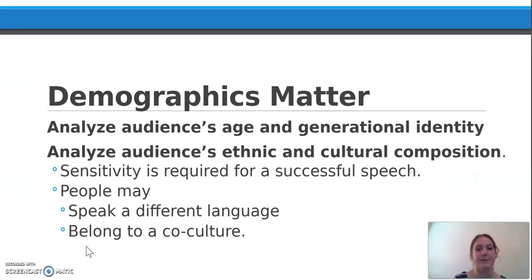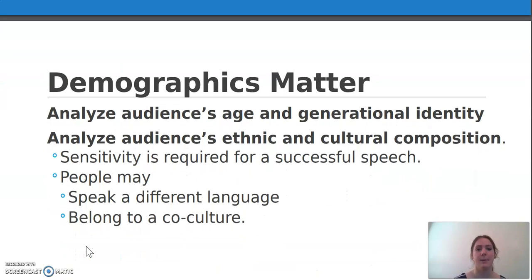Another thing too is who your audience is matters. Demographics do matter. Age and generational identity. So if you're talking to your grandparents or a nursing home, you're going to speak a little bit differently than you will for a bunch of Texas Tech students.